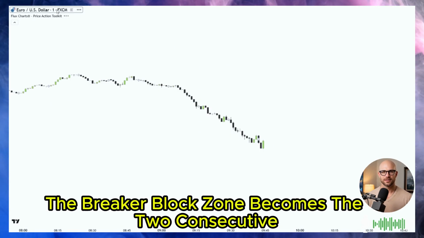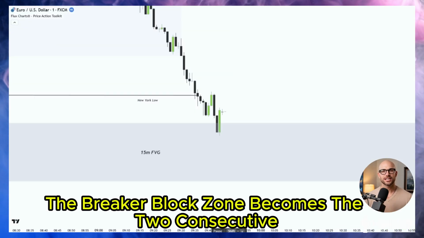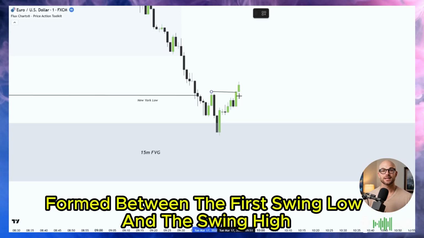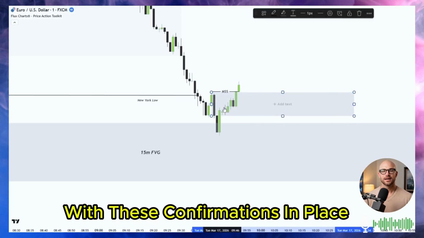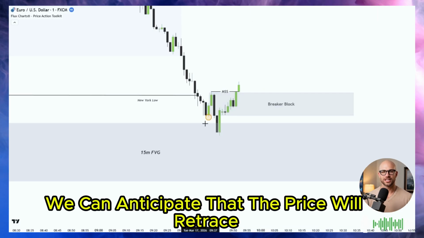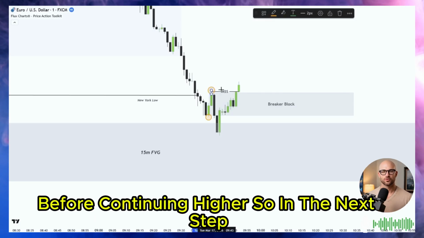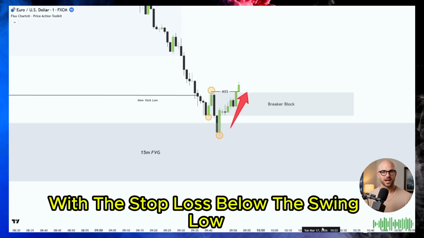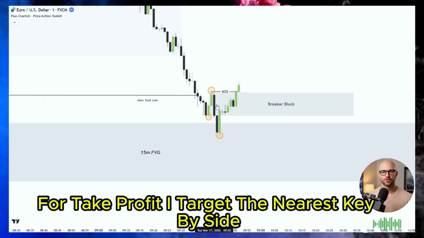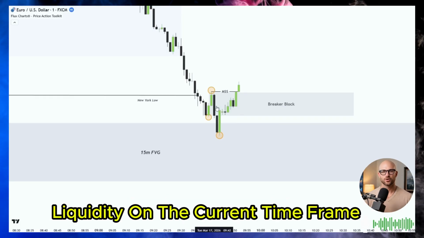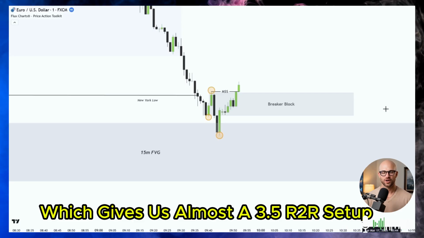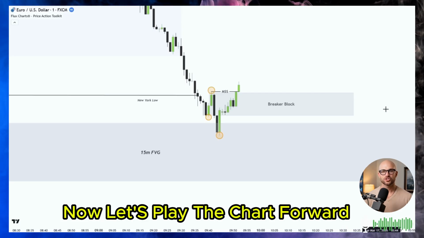So in this case, the breaker block zone becomes the 2 consecutive up-close candles formed between the first swing low and the swing high. With these confirmations in place, we can anticipate that the price will retrace back into the breaker block zone before continuing higher. So in the next step, I place a buy limit order at the highest point of the breaker block with the stop loss below the swing low. For take profit, I target the nearest key buy-side liquidity on the current time frame, which gives us almost a 3.5 R2R setup. Now, let's play the chart forward.